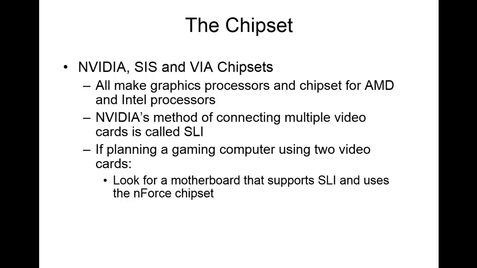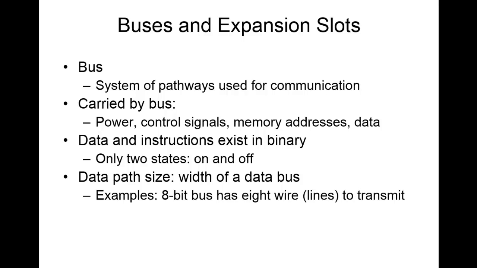Now let's move on to talk about buses and expansion slots. If you're ever looking at a motherboard, you'll see all these really fine lines on both the top and bottom of the board surface. Sometimes these lines are called traces or circuits that are passed to enable data, instruction, and power to move from one component to the other on the board.